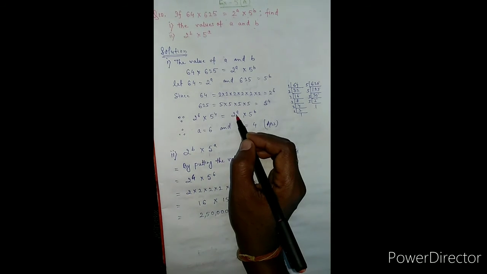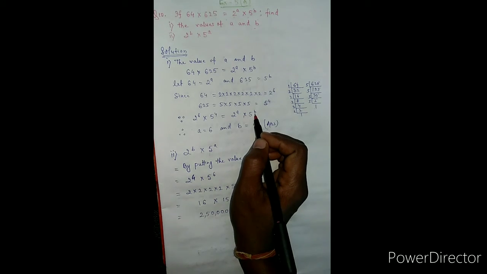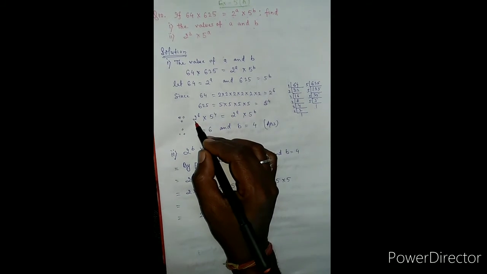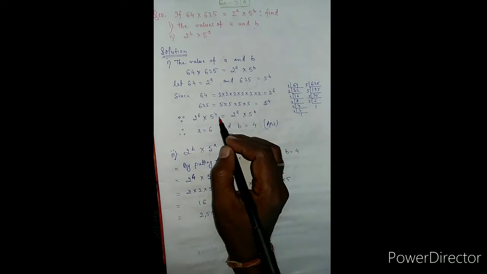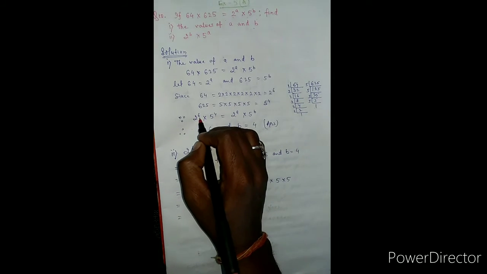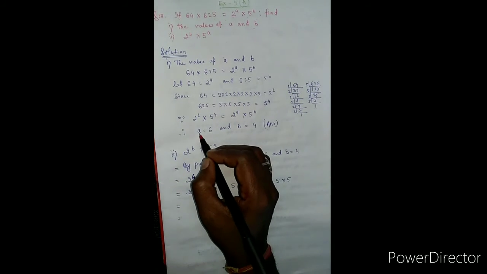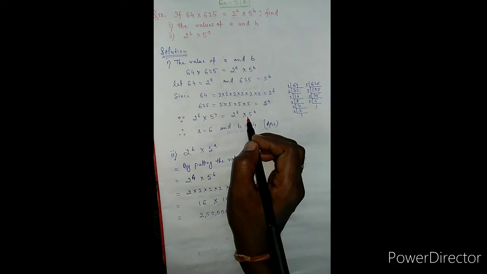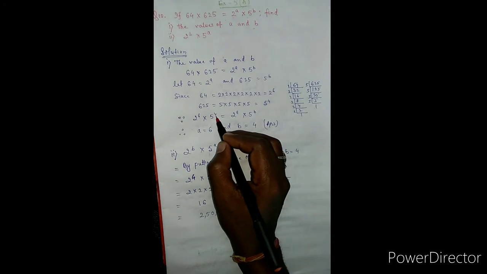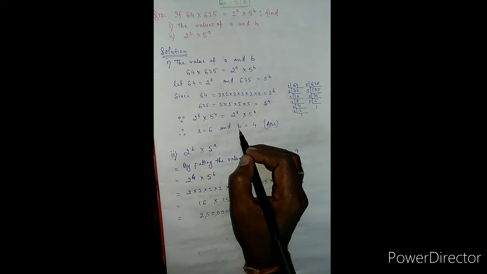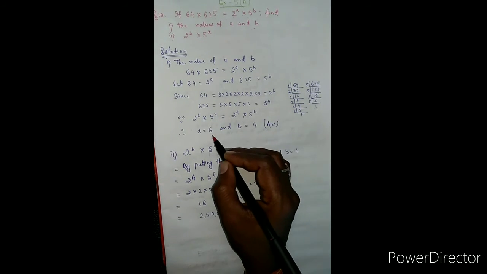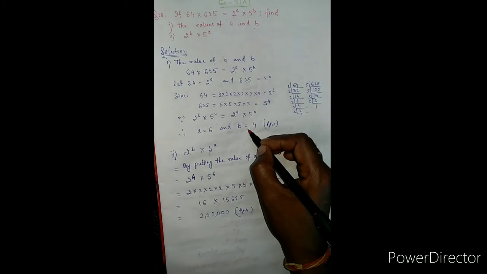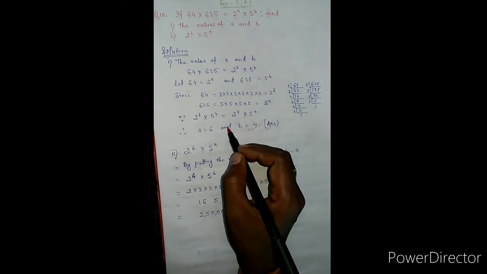It's equal to 2 to the power a into 5 to the power b. So we can see common base 2 and 2, and in place of a its power is 6, so we can say a equal to 6. Same, 5 is the common base, and in place of b it's 4, so b equal to 4. So this is the answer, a equal to 6 and b equal to 4. This is the answer for the first question.